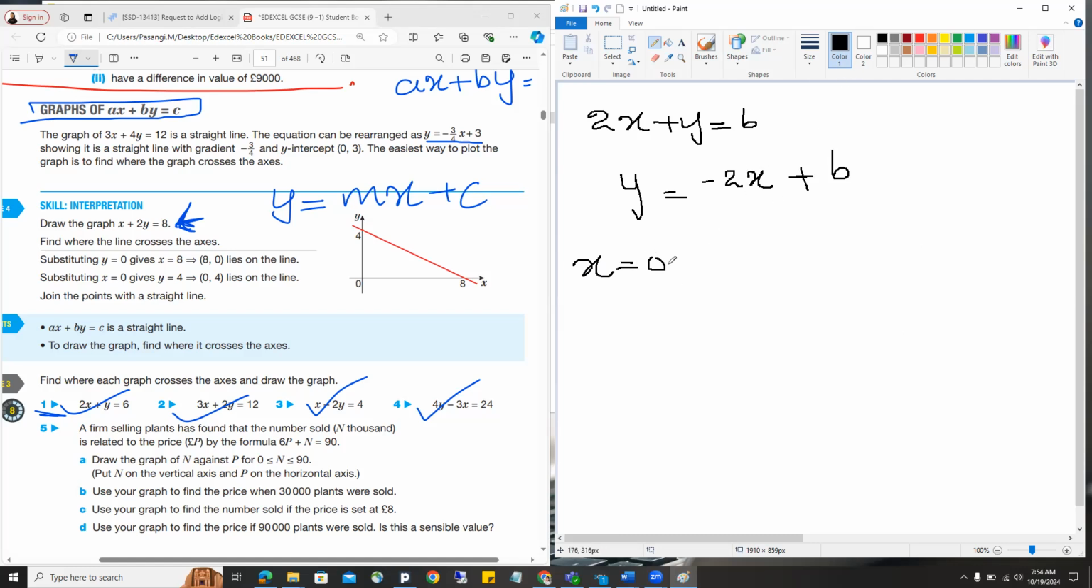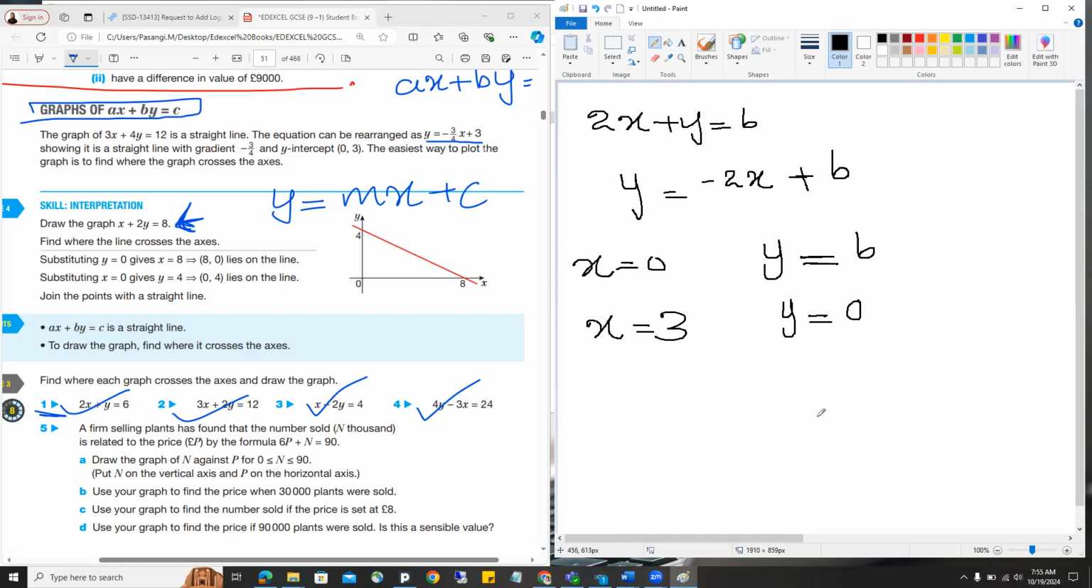Okay, then when x is equal to 0, y value is what? It is 6. Yes, y value is 6. When y value is equal to 0, what is the x value? It is 3. Yes, very good. That is 3.